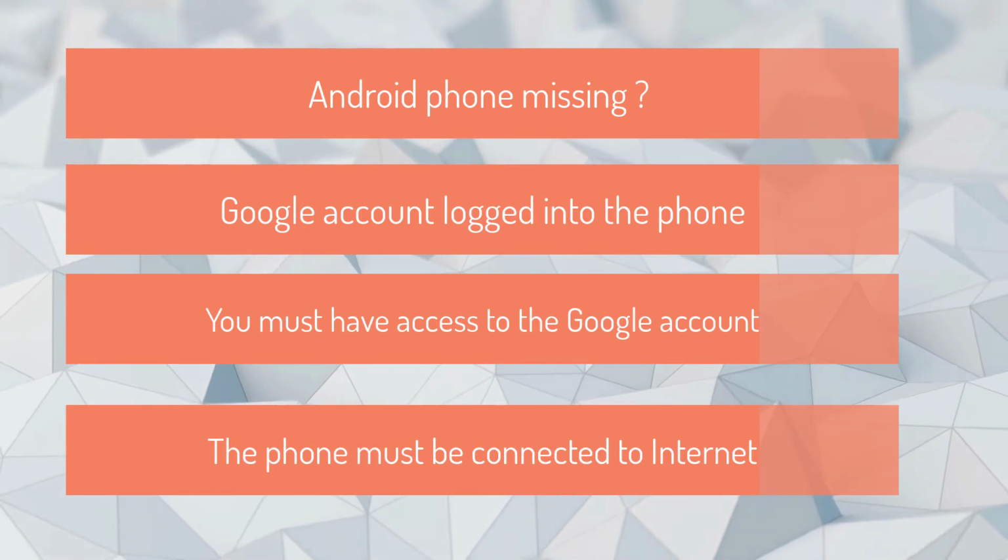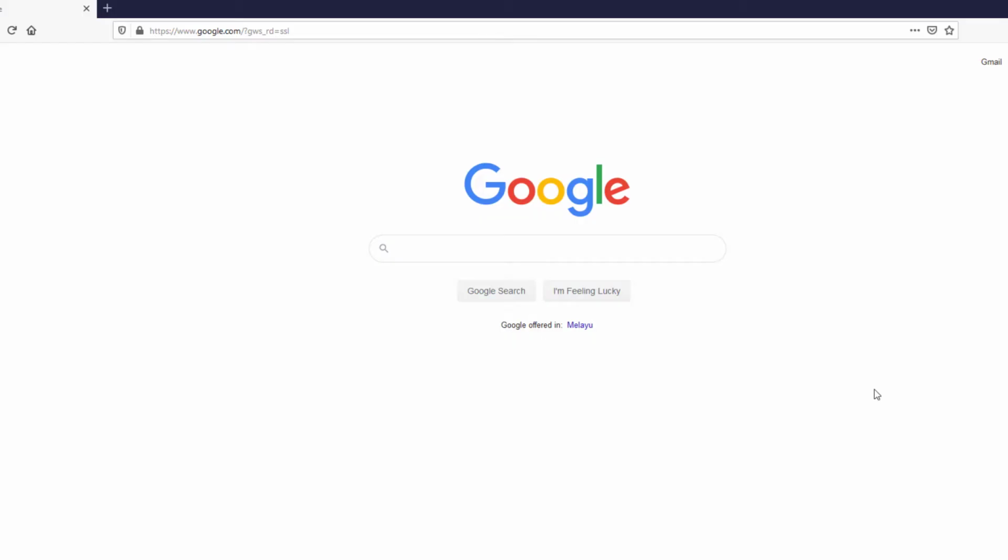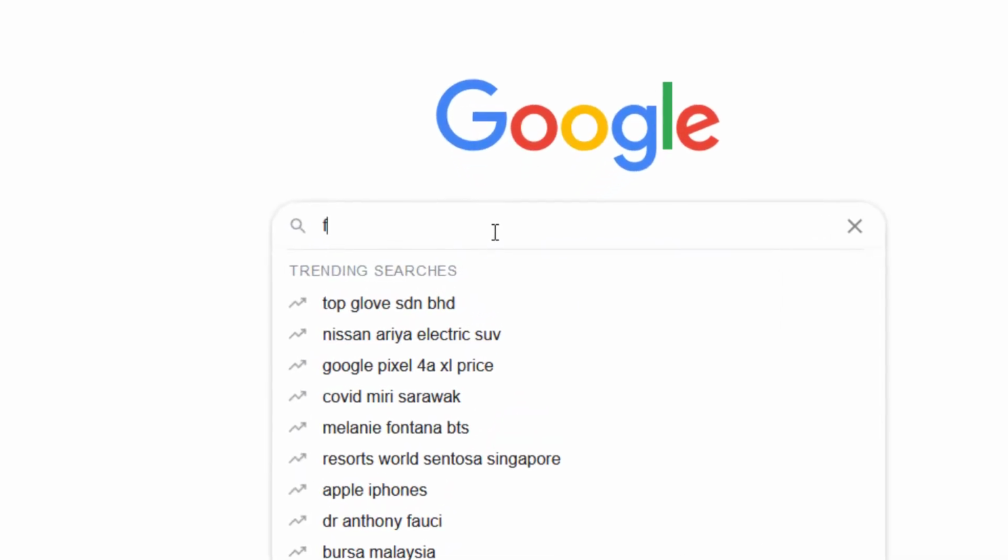So to track your lost Android phone, you will need to have these three items. You do not need any special software or application installed on the phone. All you need is just a browser. Next, go to google.com and do a search for Find My Android.